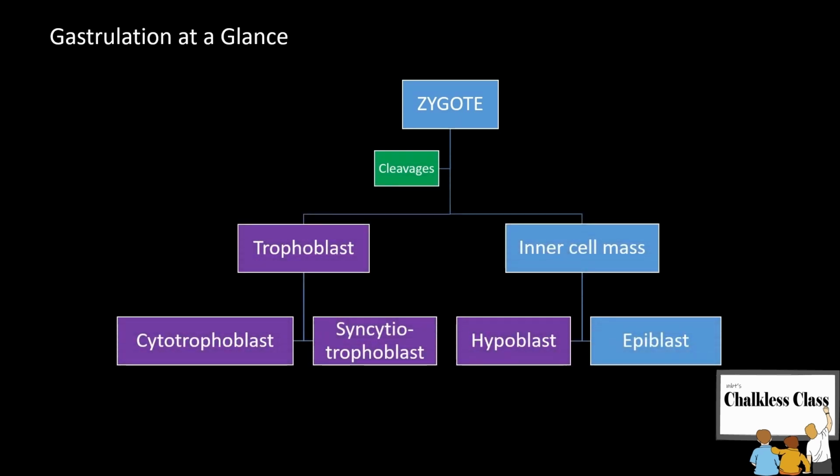Gastrulation at a glance. Zygote undergoes cleavages and forms trophoblast and inner cell mass of the blastocyst. Trophoblast further divides into cellular cytotrophoblast and outer syncytiotrophoblast. The inner cell mass of the blastocyst is also called embryoblast or embryonic disc. On the lower side of embryonic disc, a layer, hypoblast, differentiates. The rest of the embryoblast is called epiblast.